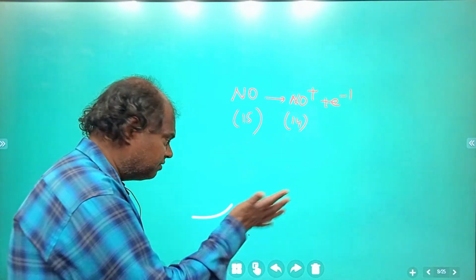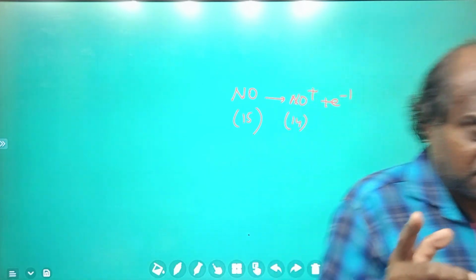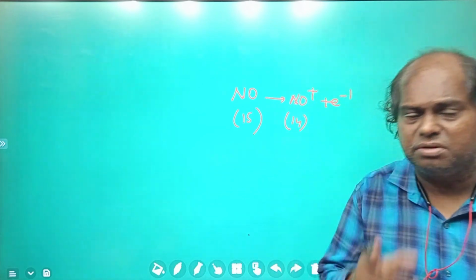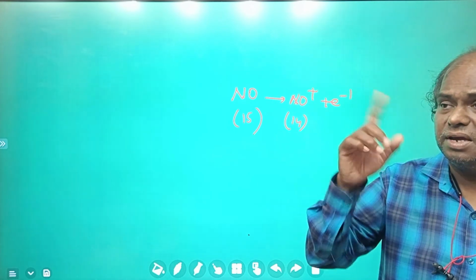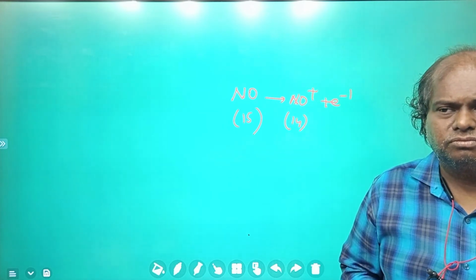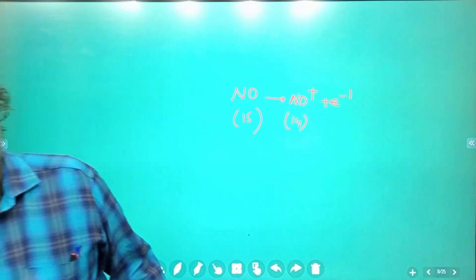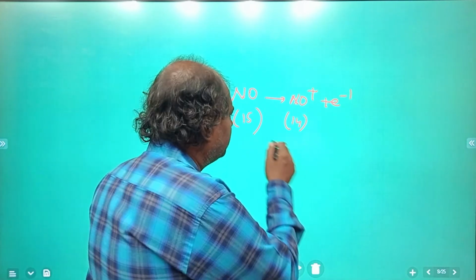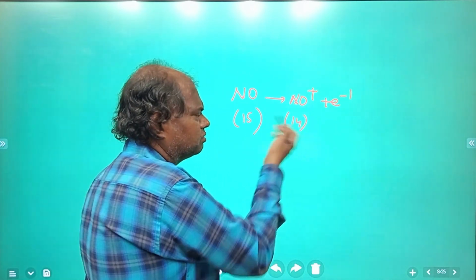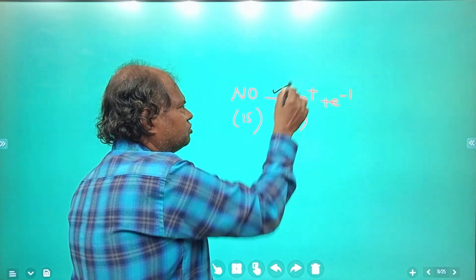One very, very important thing in chemistry: if you have unpaired electrons, that molecule is unstable. Unpaired electrons will make it unstable, because that unpaired electron wants to get paired up. So how will it go from unpaired to paired? By losing that electron. So NO will lose one electron.